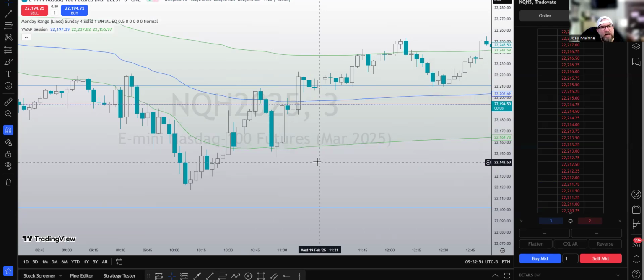Practice with it beforehand. Go back in time. Use TradingView's ability to go back in time on the minute chart, 3-minute chart, whatever, however you want to trade it, and you can backtest and trade that way.